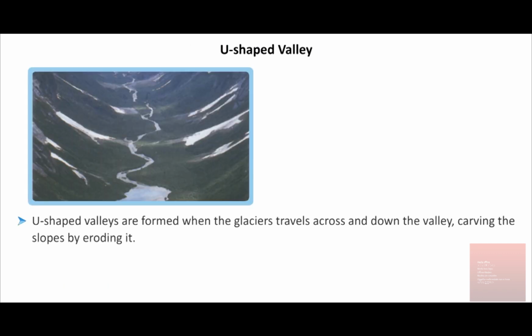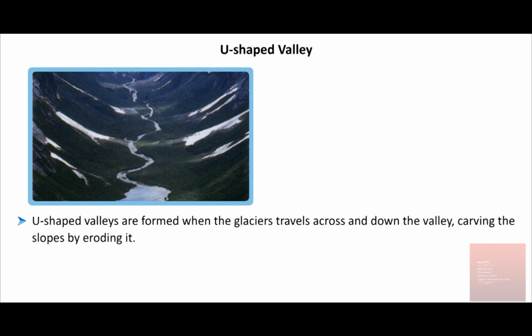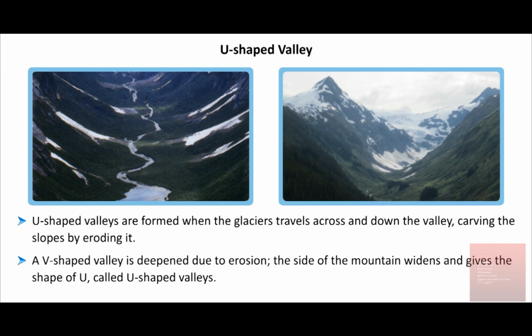U-shaped valley. U-shaped valleys are formed when the glacier travels across and down the valley, carving the slopes by eroding it. A V-shaped valley is deepened due to erosion. The side of the mountain widens and gives the shape of U, called U-shaped valleys.